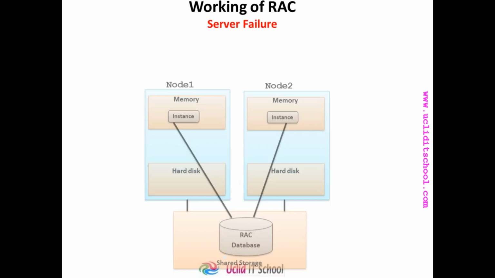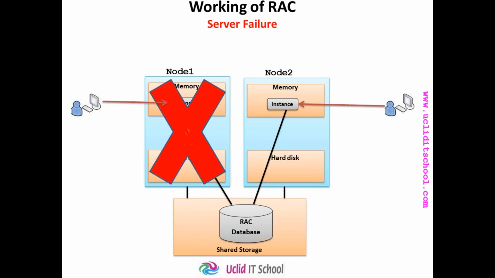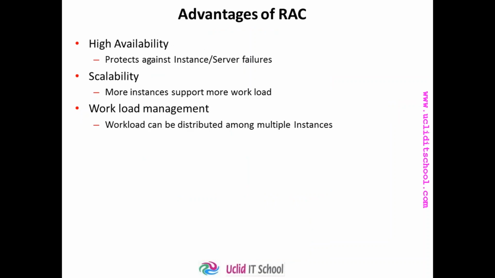That is it. Now server failure. Similarly, instead of instance failure, there could be server failure also, entire server failure. Right? Again, the same diagram, same clients connecting through different instances. Now this time the entire server failed. No problem. Again, you will direct the clients to the other instance. Okay. So that way, with RAC, you can have high availability. RAC provides you high availability against instance failures or server failures.